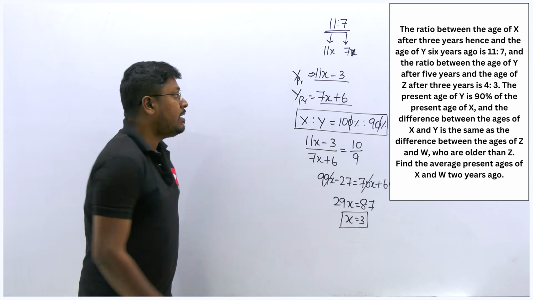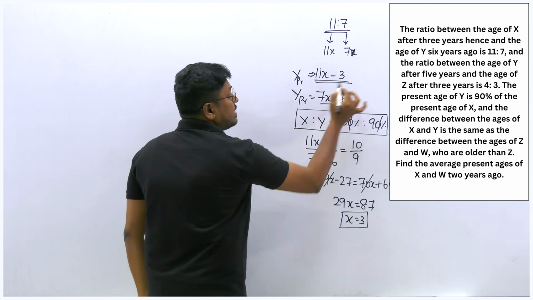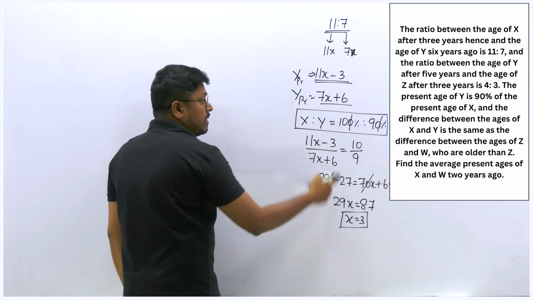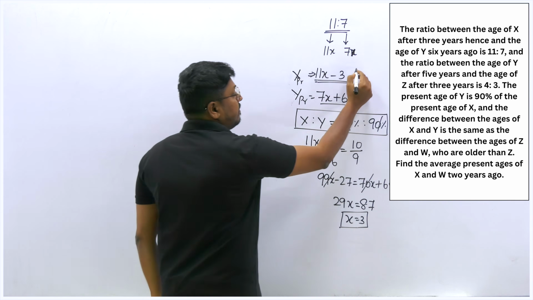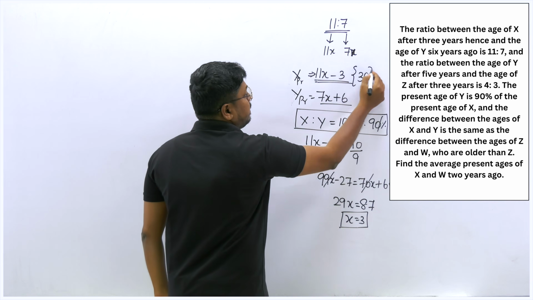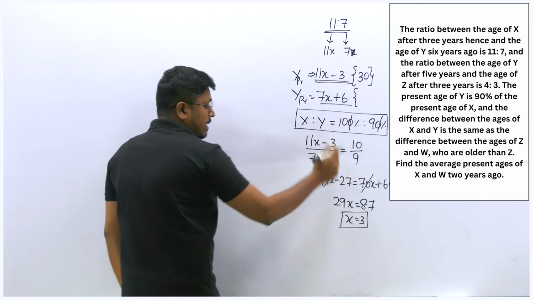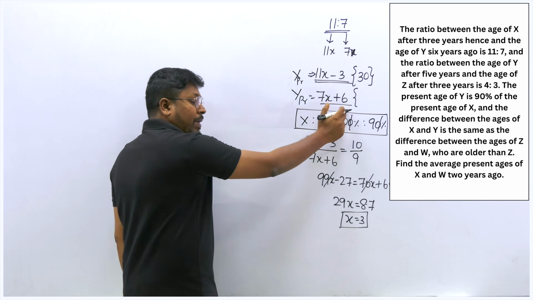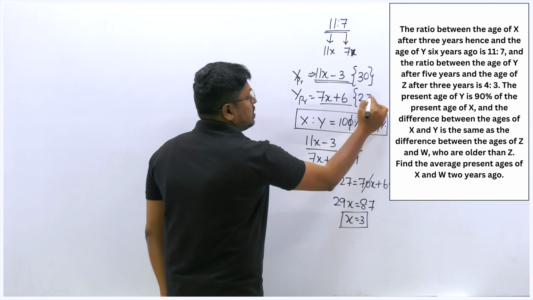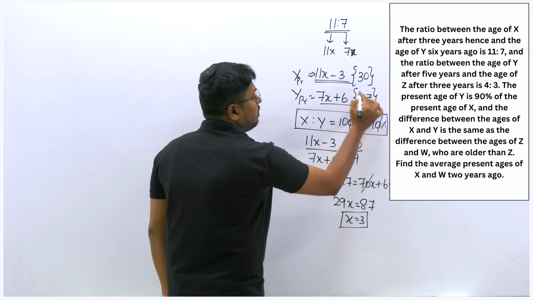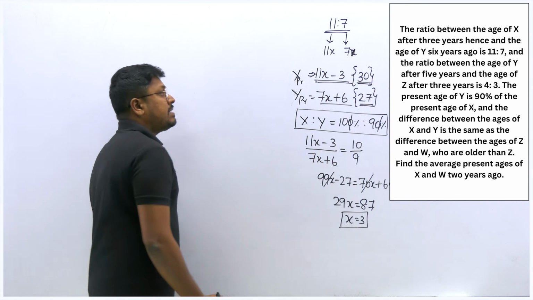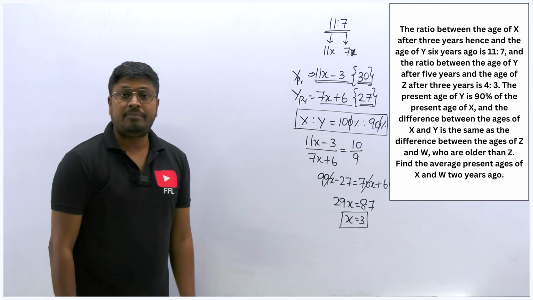By using the data, we can easily find the age of x. So 11 into 3 is 33. 33 minus 3 will be 30. So 30 will be the age of x. Similarly, 7 3s are 21. So 21 plus 6 will be 27. So 27 is the present age of y. So we found the present age of x and the present age of y.